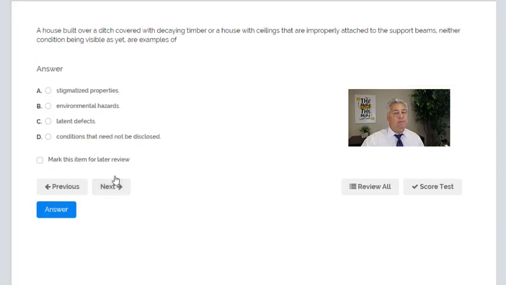So our next question. A house built over a ditch covered with decaying timber, or a house with ceilings that are improperly attached to the support beams, neither condition being visible, are examples of A, stigmatized properties, B, environmental hazards, C, latent defects, D, conditions that need to not be disclosed.